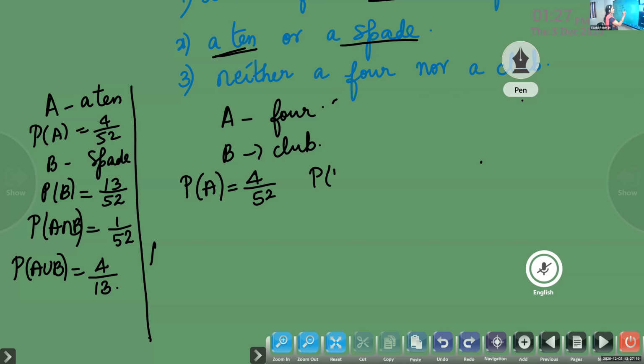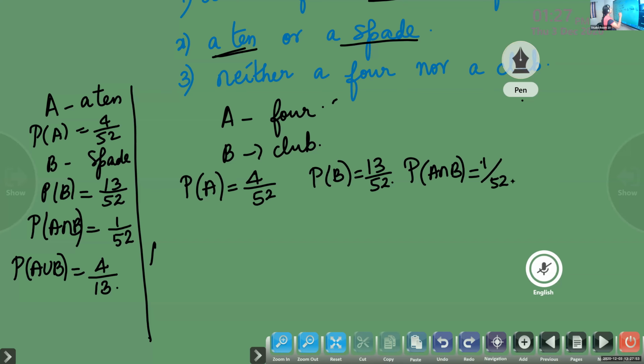And P of B, getting a club, is 13 by 52. What is A intersection B? What is in the A intersection B? A 4 with a club. So Anila Mohanan? 1. So the probability is 1 by 52.